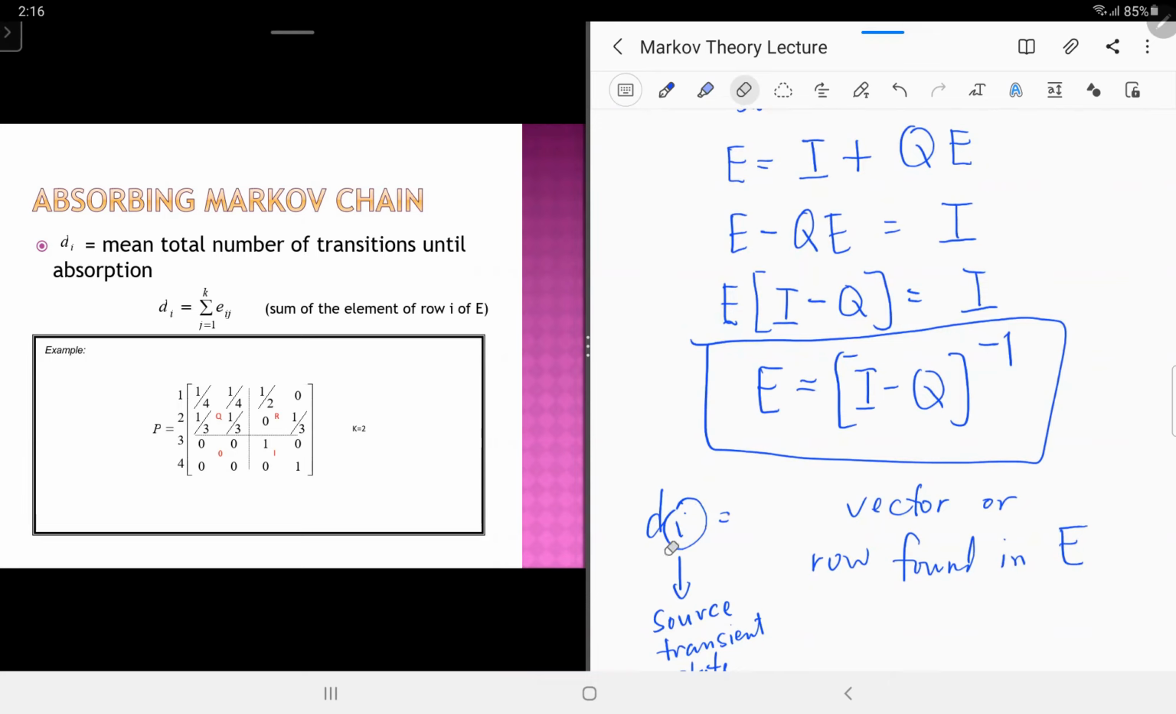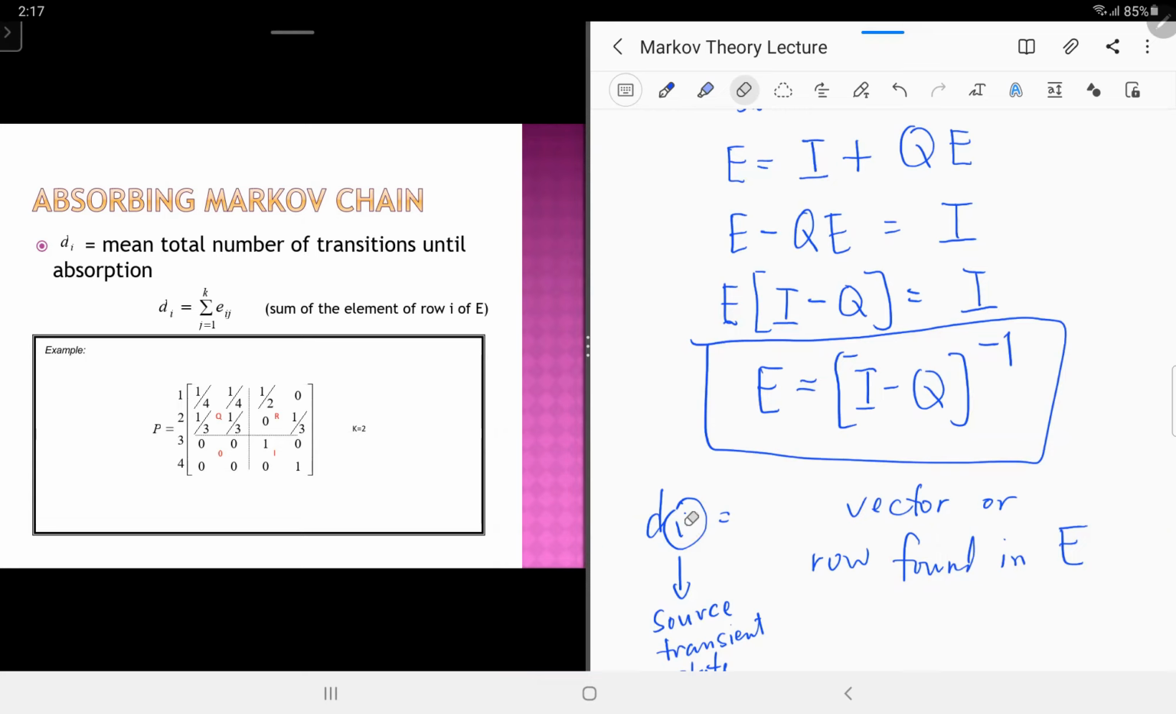For as long as the source transient state is I, you can pass through all the other possible transient states before getting absorbed. And you are counting the number of transitions, or the number of times that you have to pass through all the different transient states before getting absorbed. So that's the difference.